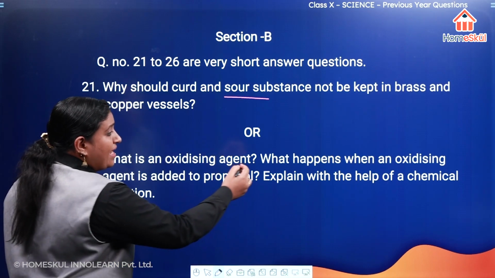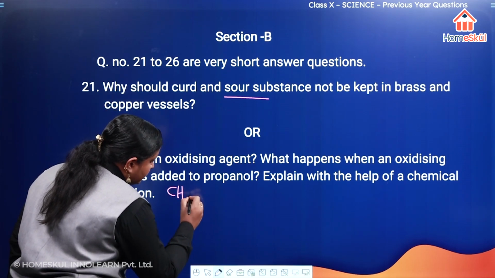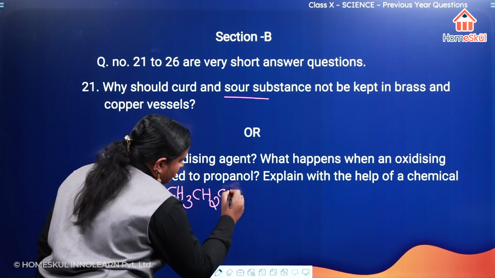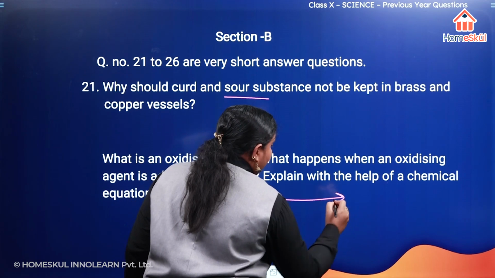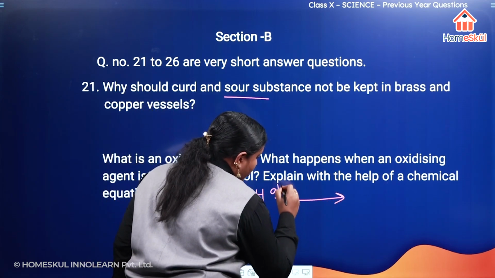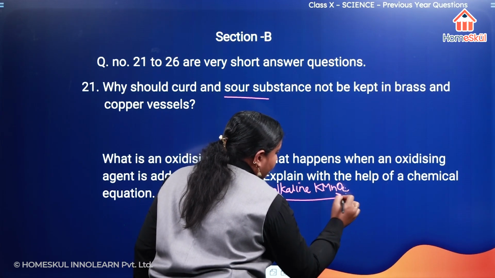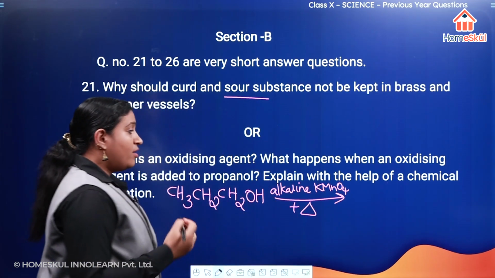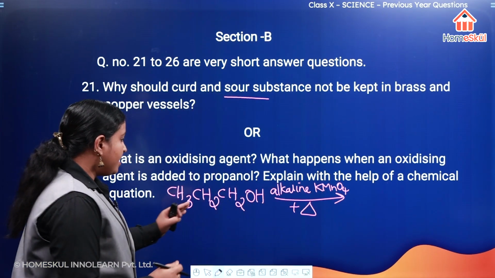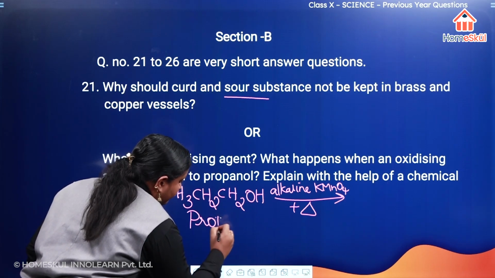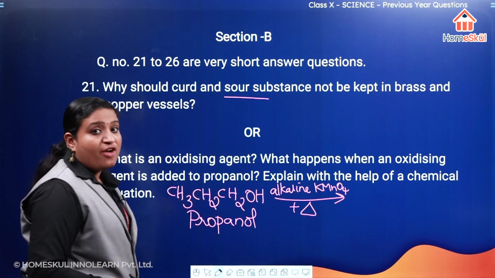So, let's have a look at what happens when an oxidizing agent is added to propanol. What's the formula of propanol? CH3, CH2, CH2OH. When this propanol is treated with any one of the oxidizing agents, here we are going to take alkaline KMnO4 plus heat, what will happen? It will get converted into the corresponding acid. So here we have propanol, right? So it gets converted into propanoic acid. How? By the addition of oxygen.